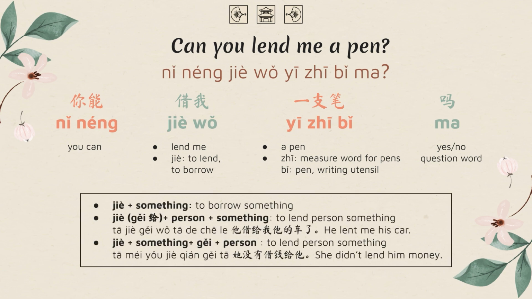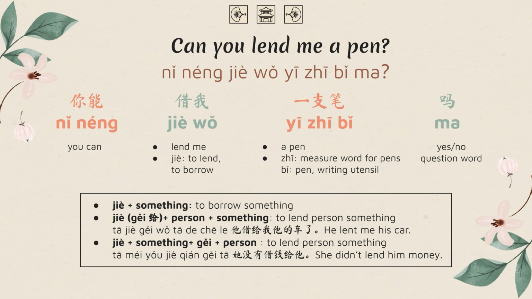Let's go over how 借 works. If 借 is followed directly by a thing, that means to borrow something. So, for example, 借笔, it means to borrow a pen. 借一支笔. If there is a person after 借, that means to lend that person something, which is the case here. 借我一支笔。You could also put a 给 right after 借。借给 somebody something.